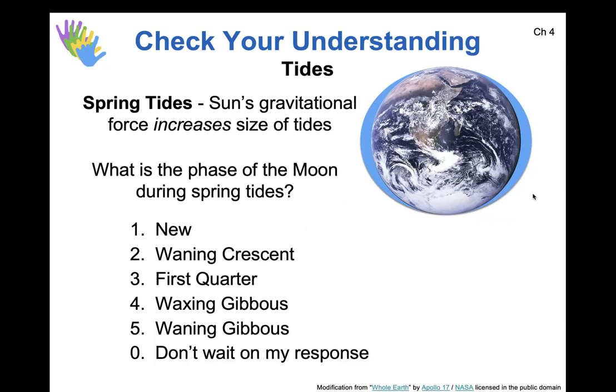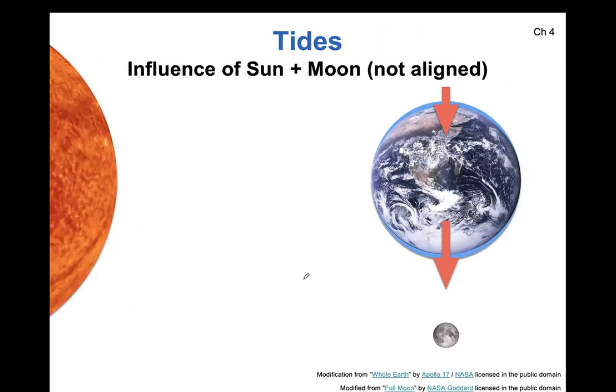Thank you for asking. Yep, the new moon. In order to get spring tides, you have to have that alignment. Very good. Okay, so the new moon, the full moon can also lead to spring tides. So both full and new moons lead to spring tides. Right? So here's the not aligned one.